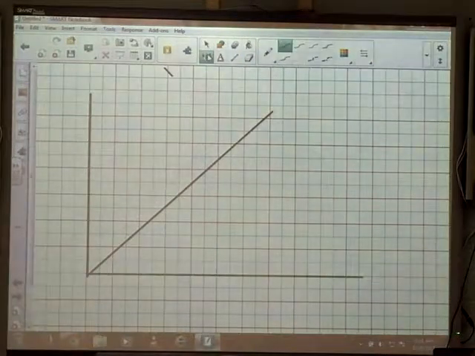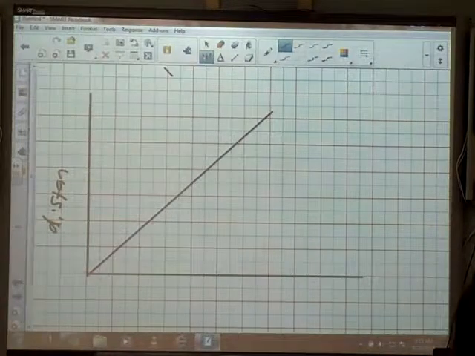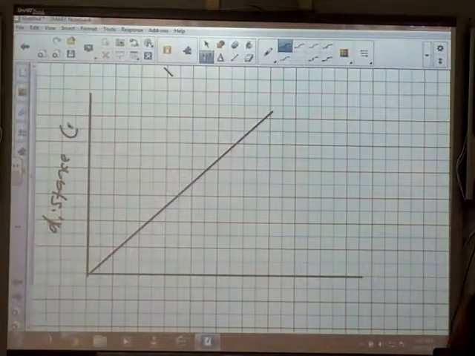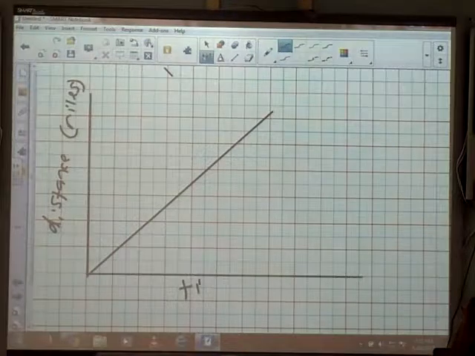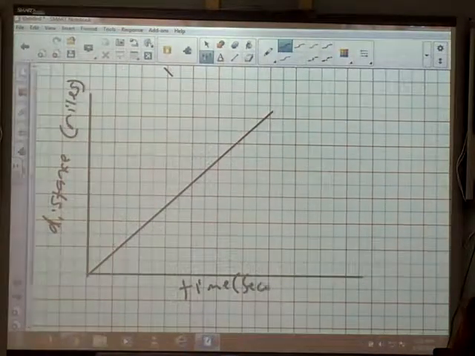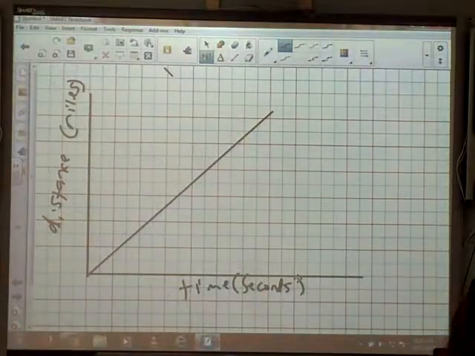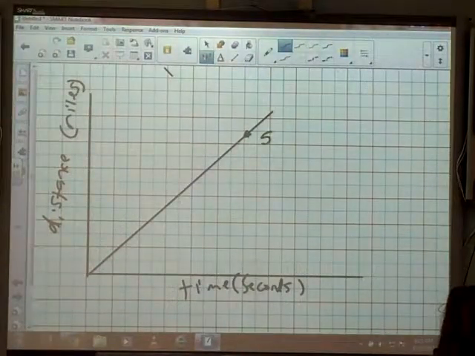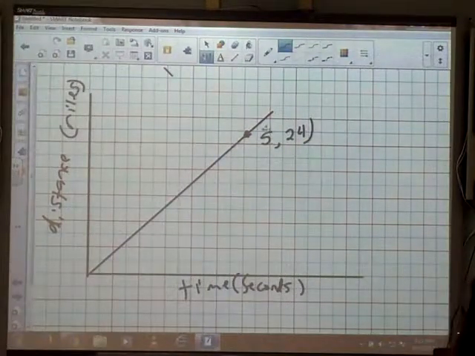That'll be good enough. So what we've got here is stuff about an asteroid, and I'll read it to you in a second. Over on the y-axis is the distance in miles, and on the x-axis is the time in seconds. You don't have to be precise drawing this. It's just a line with a good positive slope. I'm going to pick a point at 5 seconds and 24 miles. Over 5, up to 24.